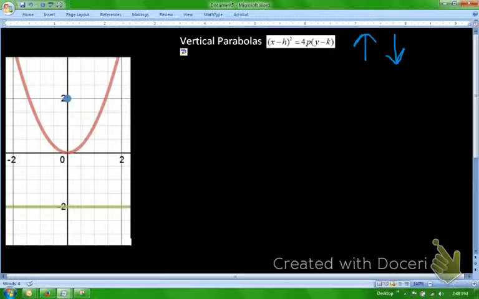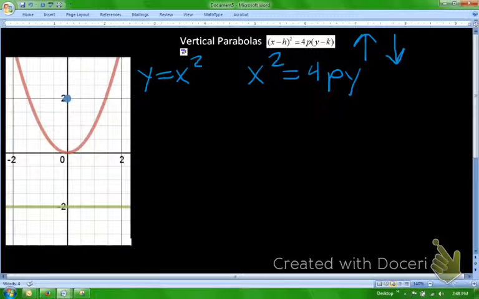So instead of being y equals x squared like we are used to, we're going to use a formula that's x squared equals 4py. And this is the conic application of it, and we'll get to this a little bit this year, but they mean the same thing. If your x term is squared, the parabola opens up or down. If it's positive, it opens up. If it's negative, it opens down.